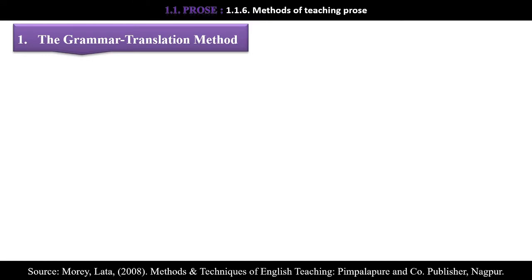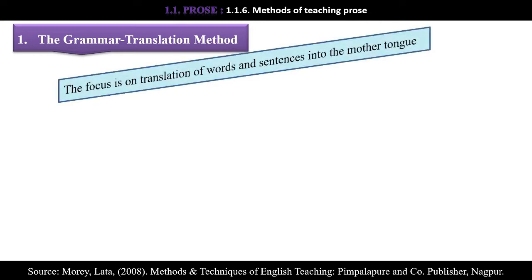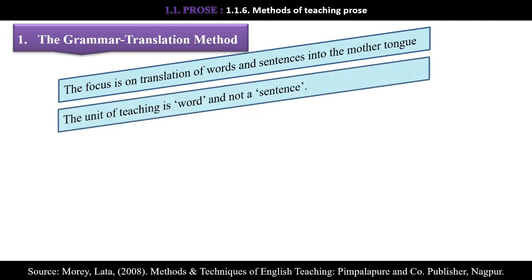See, this is the first method, that is the grammar translation method. It is a very important method. It is widely used in Maharashtra and all over the country to learn a new language. The focus of this method is on translation of words and sentences into the mother tongue. Generally, while teaching a foreign language, whatever sentences we have in the foreign language, we translate them into our mother tongue. Like this we learn a new language.